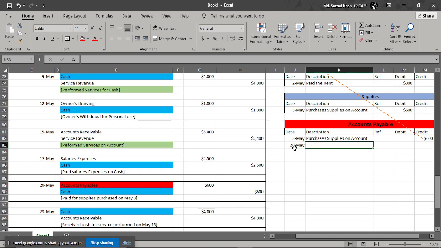What did it do? 20th of May. Paid for supplies, right? How did it affect the accounts payable account? It was debited. You can see debited.